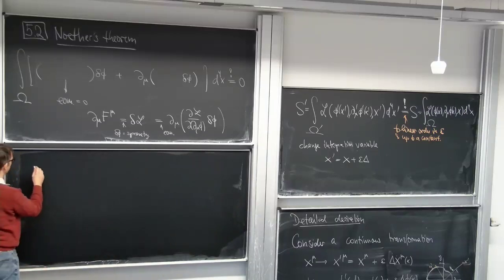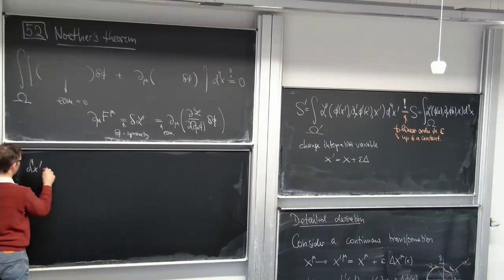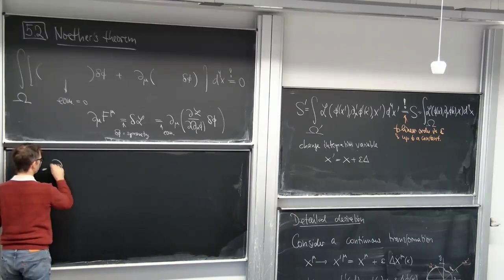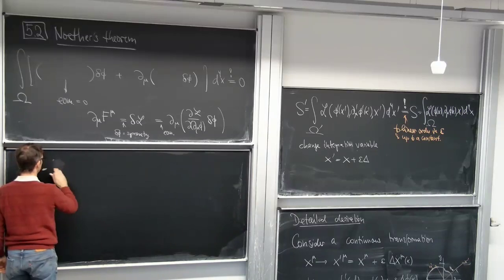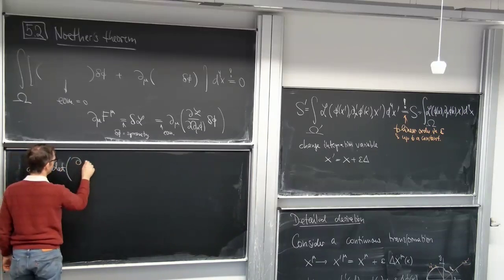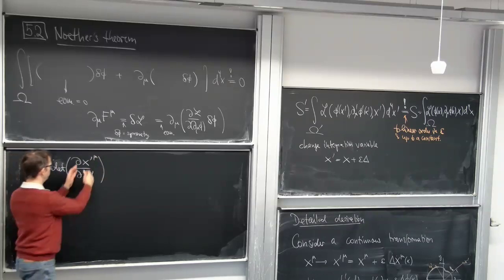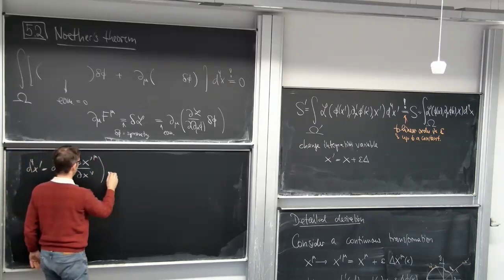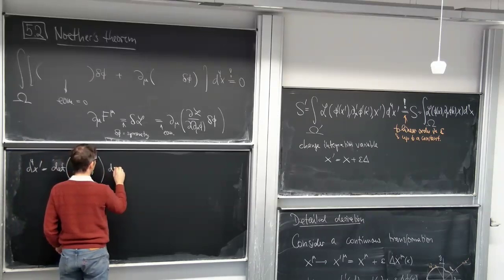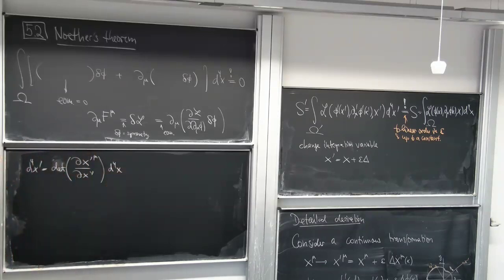Such an integration measure changes by the Jacobian of the transformation. So d^4x prime is this thing. Let's write it as the determinant of dx prime mu by dx mu. So I have to write this big matrix, a 4x4 matrix, and then take the determinant, and then I have d^4x. So that's the transformation law.